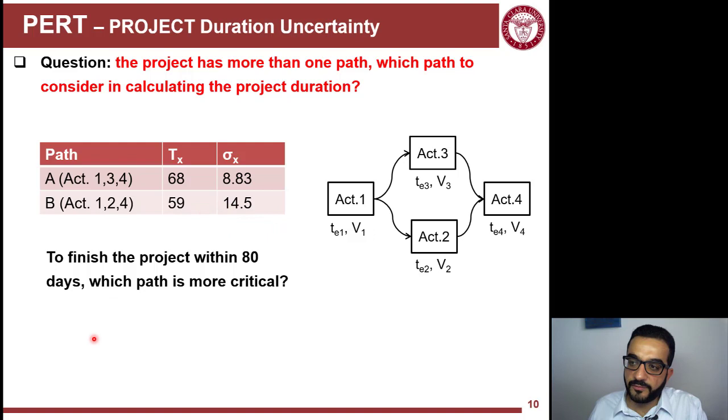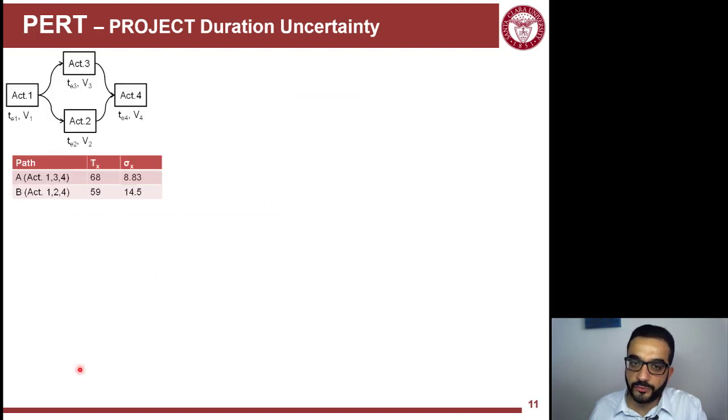So if I'm worried about finishing the project within 80 days, you can see the means of both paths are below that, so I'm not that worried. But remember, there's standard deviation here. The question here is, which path is more critical? So I have to visualize that.